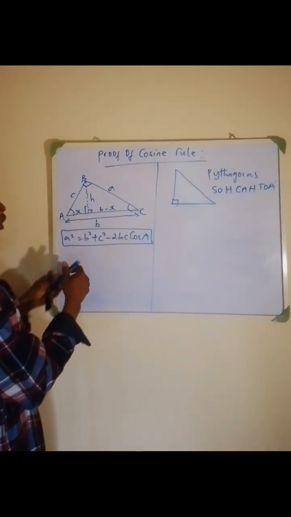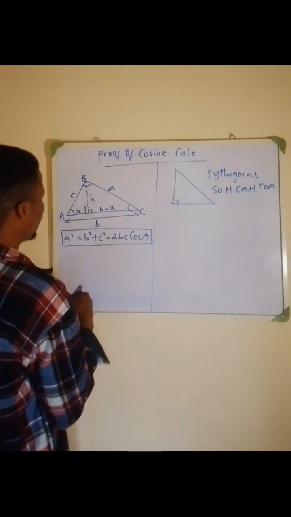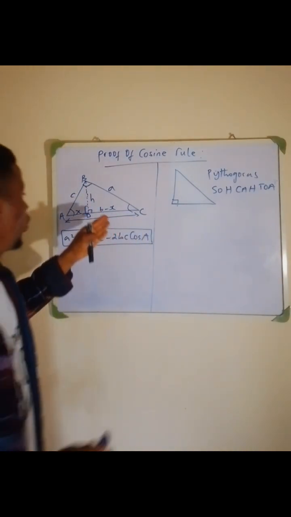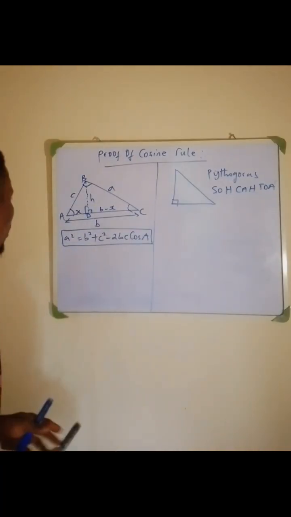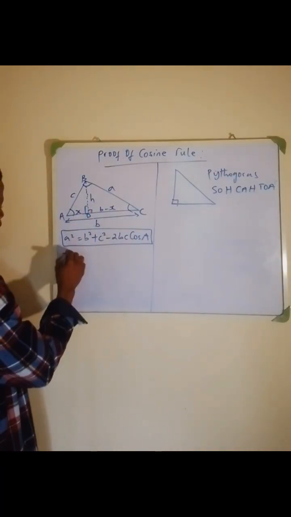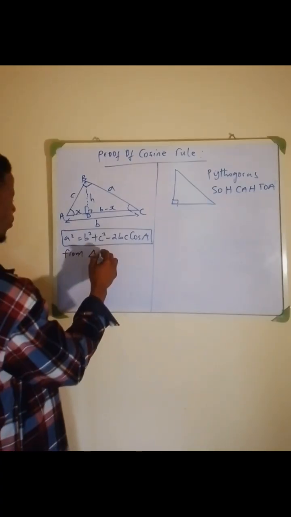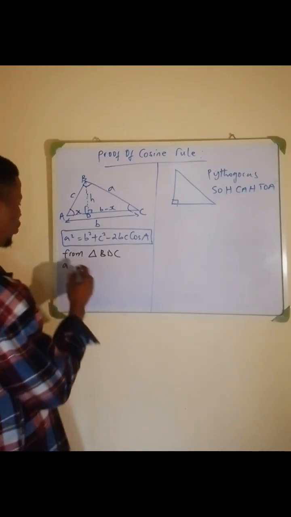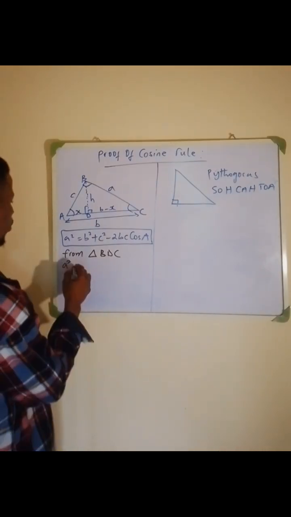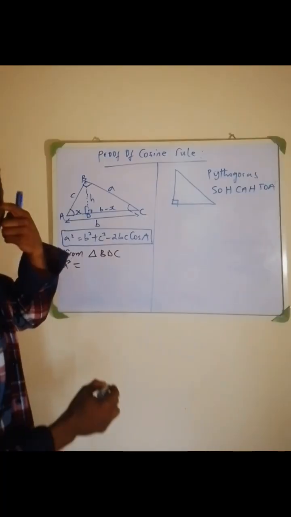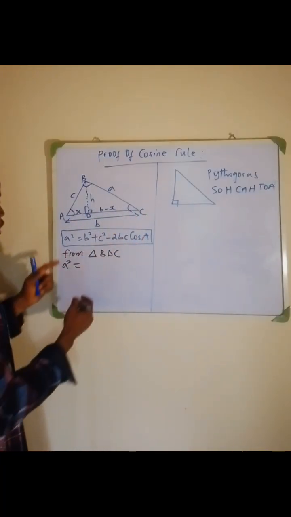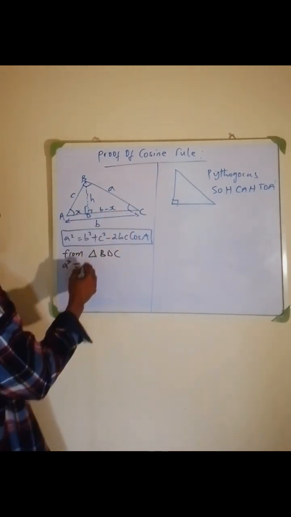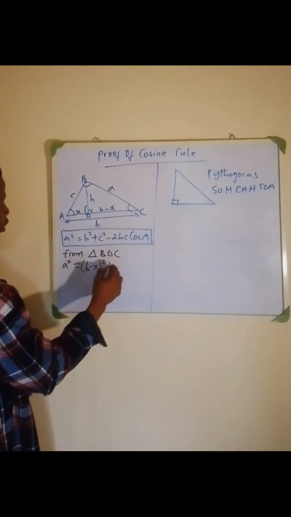We consider the first right angle triangle here, triangle BDC. We label this point D because we've cut the triangle into two. So now let's prove it. From triangle BDC, if you want to apply Pythagoras rule, a square equals what? Remember, Pythagoras rule says that the square of the longest side of the triangle is equal to the sum of the squares of the other two sides. In triangle BDC, the other two sides are h and b minus x. So I'll say b minus x all squared plus h square.